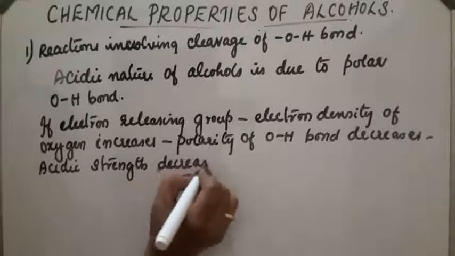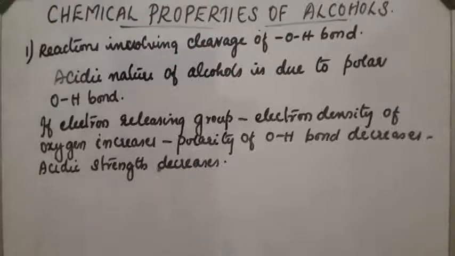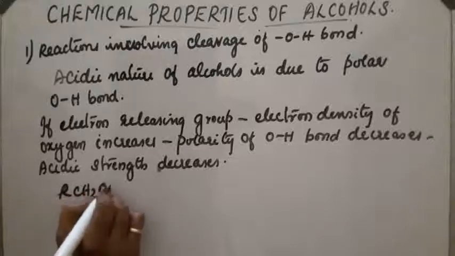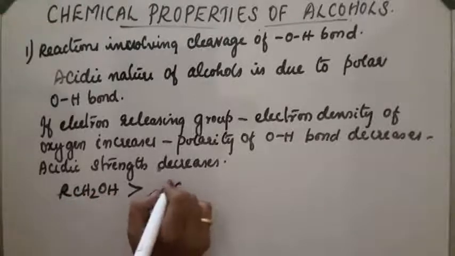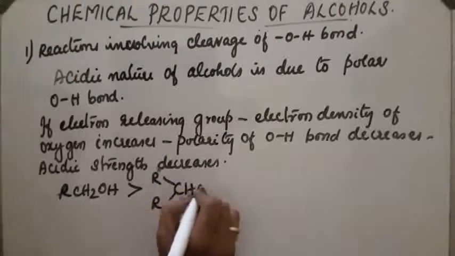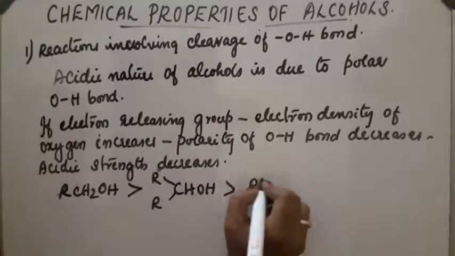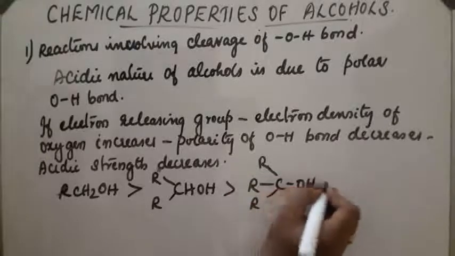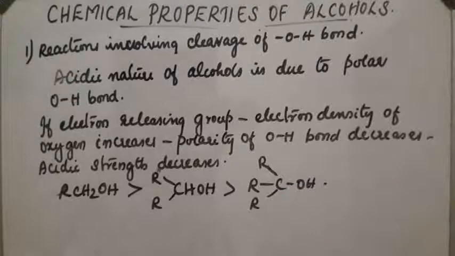So this will be in the case if alkyl groups are present in the OH bond. If more and more alkyl groups are attached to the OH bond, the acidic nature decreases. So the order of alcohols will be like this: RCH2OH, primary will be more acidic than secondary, which is more acidic than tertiary. This will be the order of alcohols according to the acidic nature.